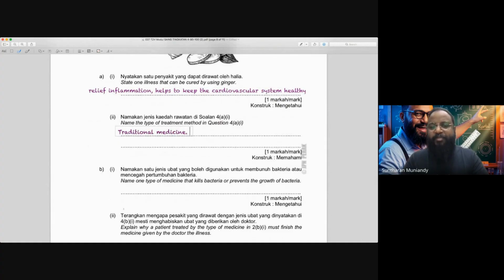Name one type of medicine that kills bacteria or prevents the growth of bacteria. Okay, this is already out of the traditional medicine, so we go for antibiotics straight. Any medicine that kills the bacteria or prevents the growth of bacteria are antibiotics.